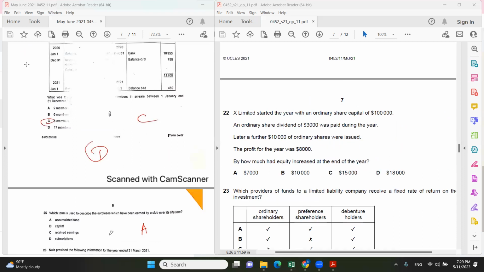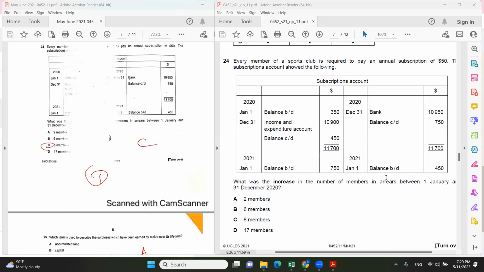Okay, question 24, we have every member of a sport club required to pay an annual subscription fee. The subscription fee account shows the below. So the annual subscription is 50. Bank, and then balance brought down. This is a current asset. Income statement, balance CD, this is a current liability. This is a current asset.